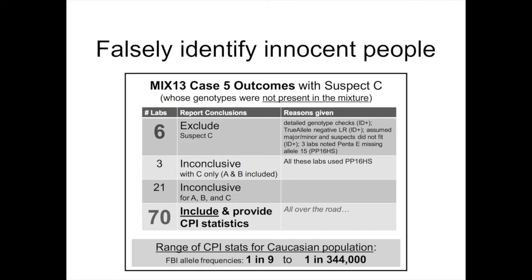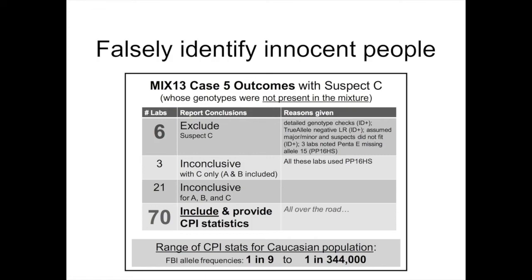70% of crime labs said he was in the mixture, falsely, and gave a match statistic ranging from around 10 to hundreds of thousands. Only 6 of the 100 respondents said, no, the guy isn't there, and gave the correct answer. And of course, we had the usual 25 or so inconclusives.